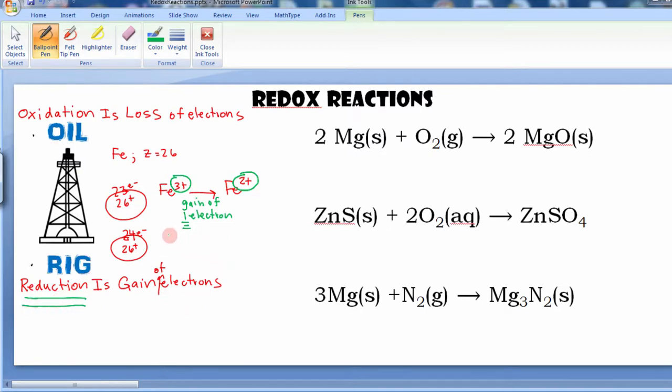Now for the reverse, to go from iron 2 to iron 3, oxidation must take place. We must have a loss of 1 electron. So this is oxidation. And this is reduction.